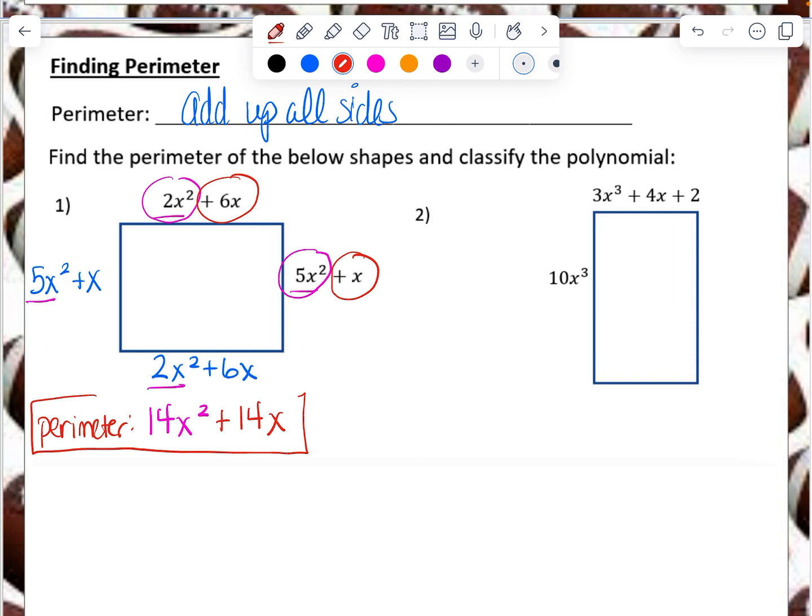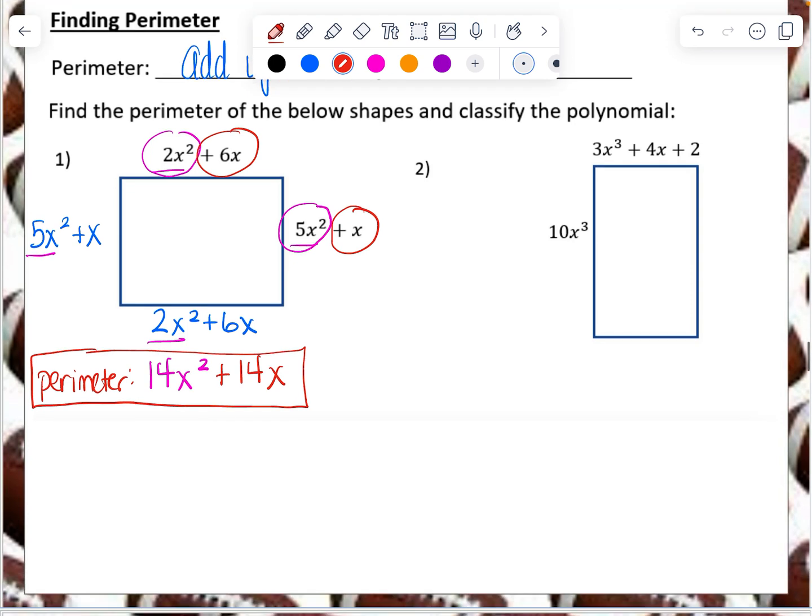And now I need to classify the polynomial. So he's a 2nd degree. That makes him a quadratic. And he's a binomial because he has 2 terms.